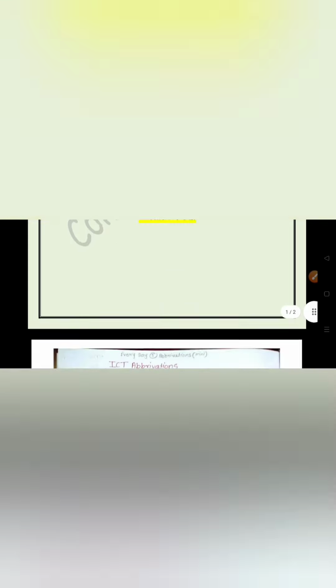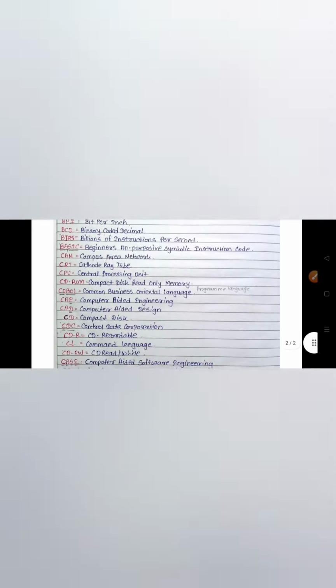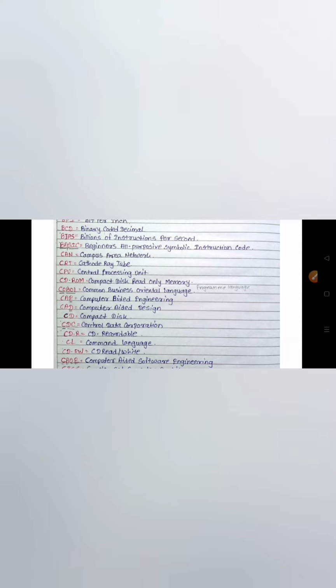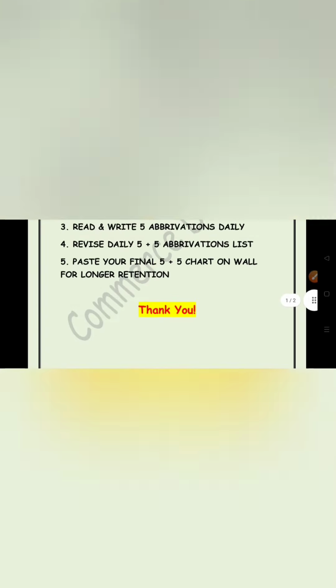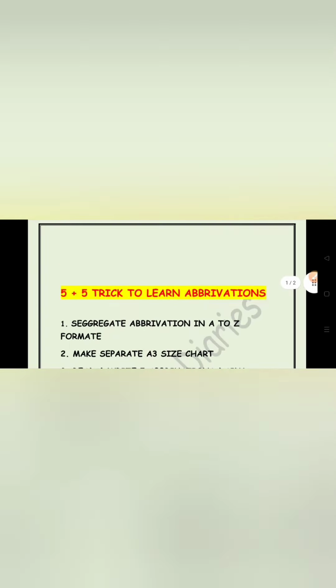So this was the simple trick to learn the abbreviations. This one simple trick will give you free marks in your examination. I hope you will like this trick. It was my own trick which I followed for my examination.